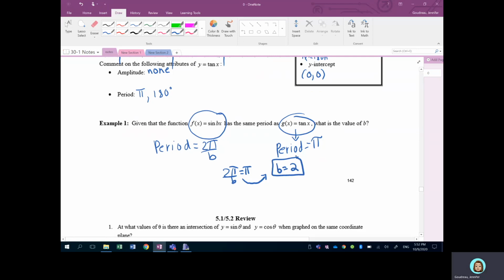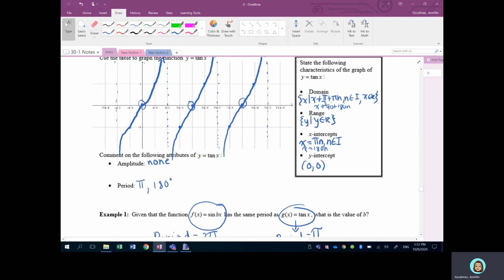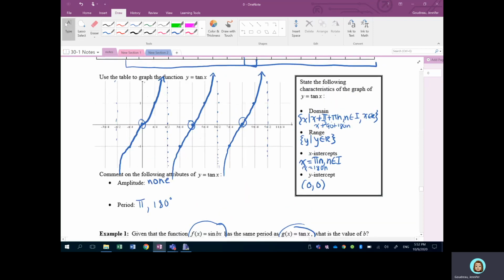We will not do any applications with tangent. We will not do any transformations with tangent. All we need to know for tangent is the shape of the graph, the characteristics of the graph, and you should have an understanding of why tangent looks the way it looks. Why are there asymptotes? Why is the period pi?